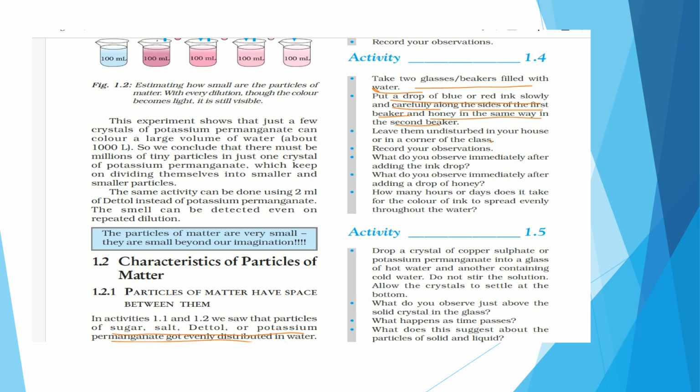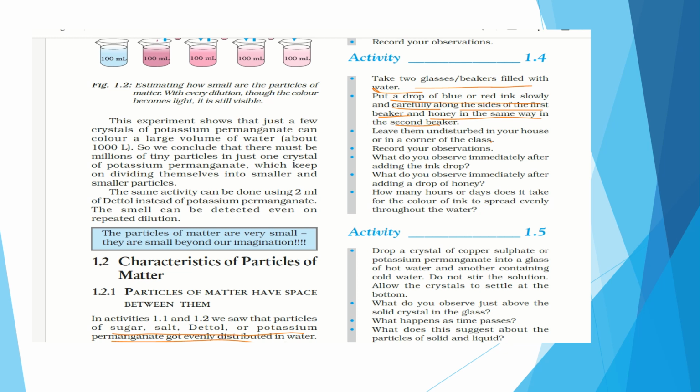And what are the observations? What do you observe immediately after adding an ink drop, and what do you observe immediately after adding a drop of honey? How many hours or days does it take for the color of the ink to spread evenly throughout the water? You can just make it out that honey is thicker than ink. So as you drop ink from the side of the beaker, it will mix more quickly than the honey, because honey is much thicker than ink.